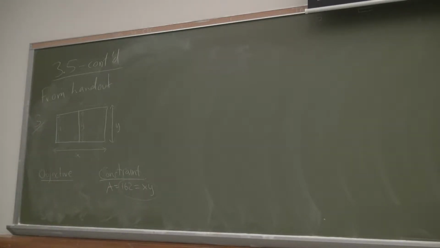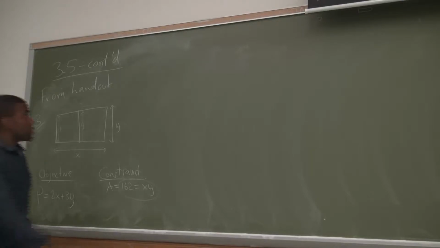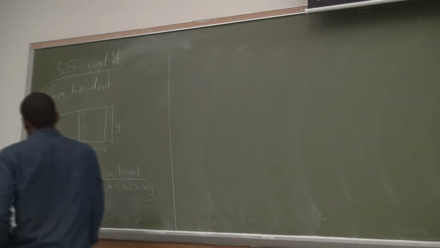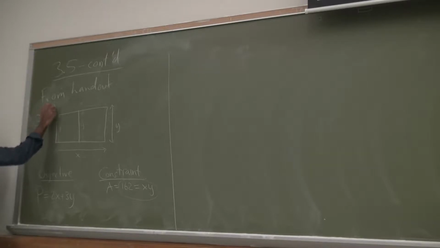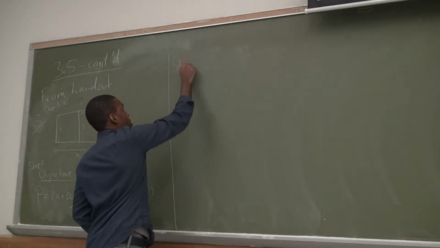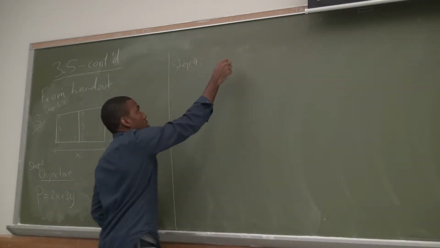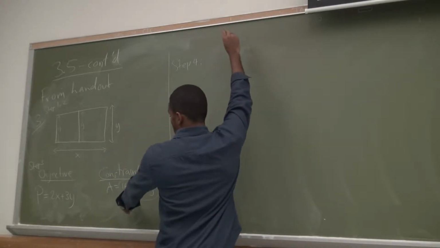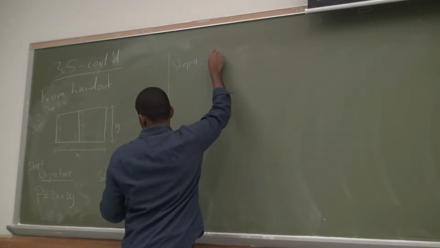What's the objective? Perimeter is going to be the objective. We want to minimize it. So we have 2x plus 3y is what we're going to want to minimize. So we covered steps 1 and 2. This was step 3. Step 4 was solve for one variable from your constraint and plug it into the objective.